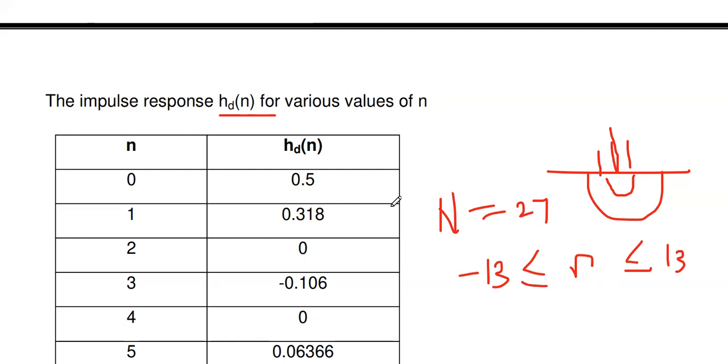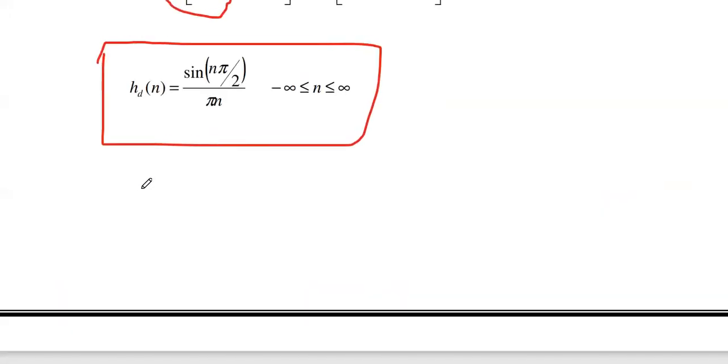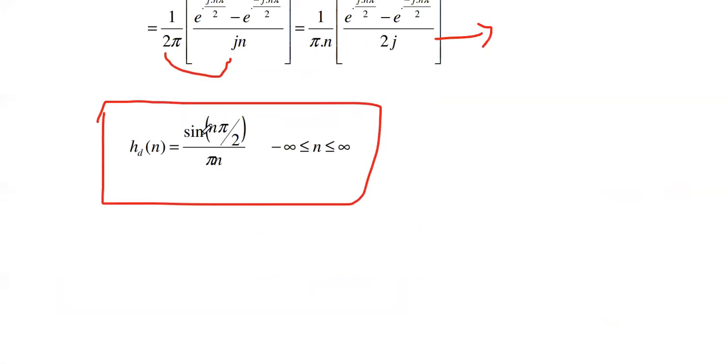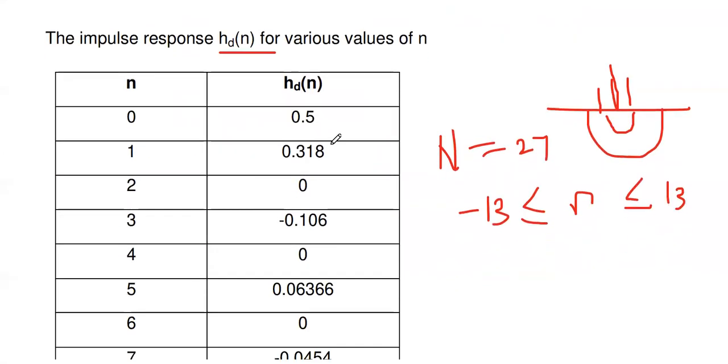Okay, and you know this response is symmetric. So that's why, for n equal to 0, you just substitute n equal to 0 in this HD of 0. Put n equal to 0 and you just find the answer. It is 0.5. Similarly, you put n equal to 1, 0.318. For n equal to 1, n equal to -1, the same answer will come.